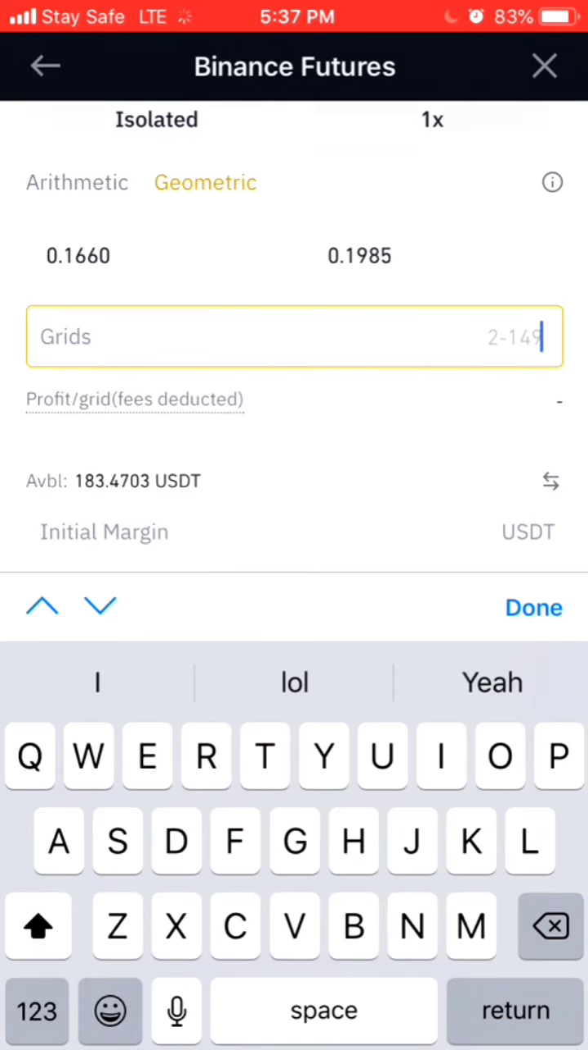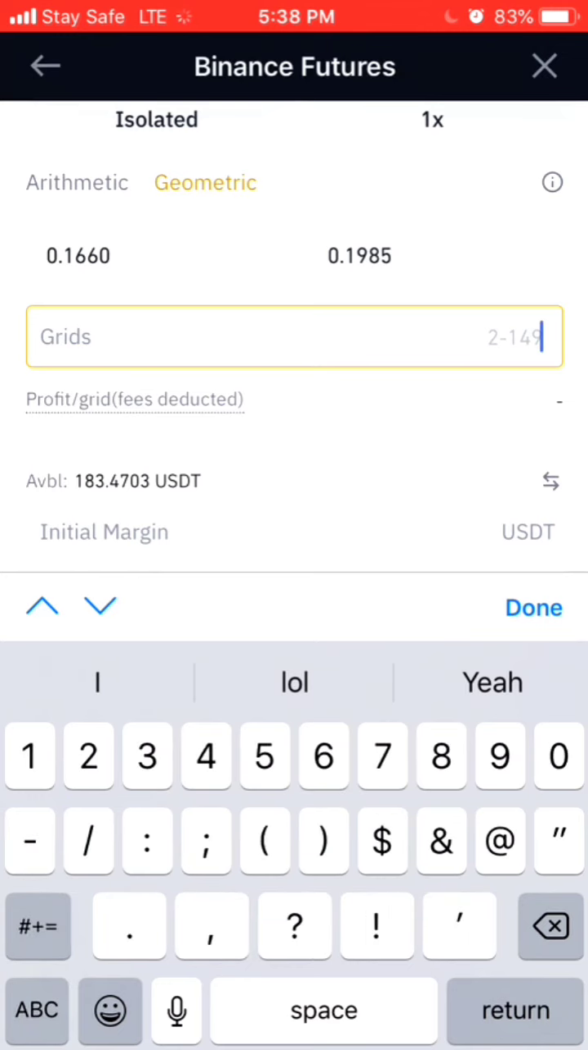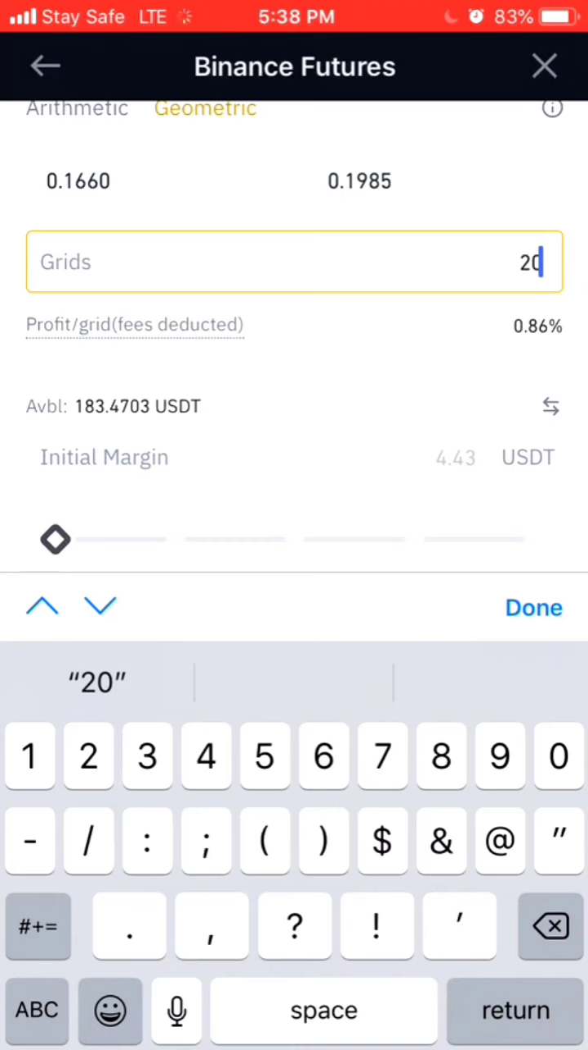Next is the number of grids you'd like to have within the trading range. Note that the higher the number of grids, the greater funds you need to deploy the bot. I typically go between 10 to 20 grids when my trading range is narrow and I have limited funds to work with. Next is allocating the amount of funds you'd like to use.